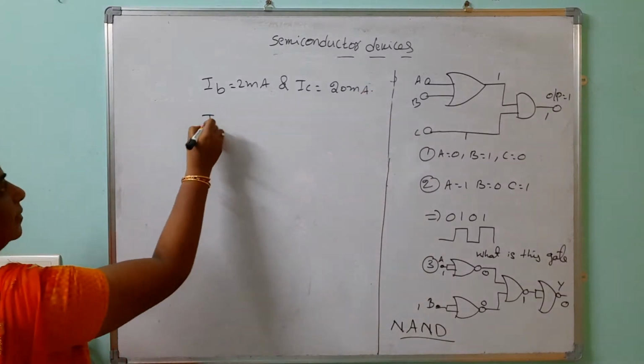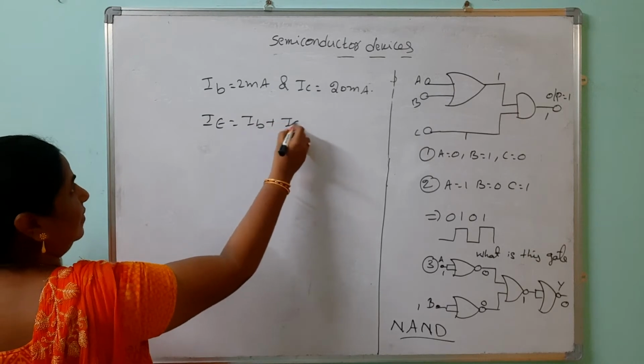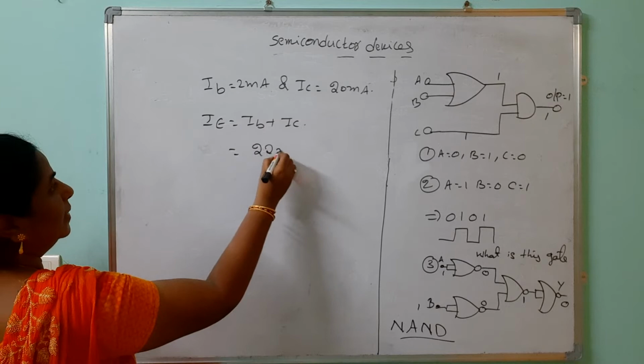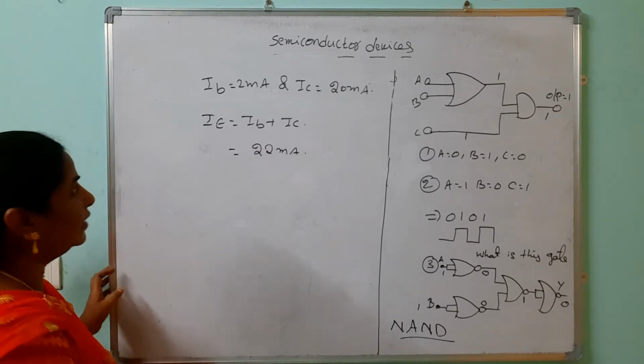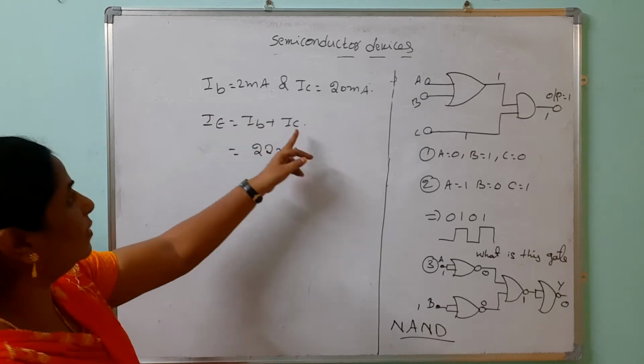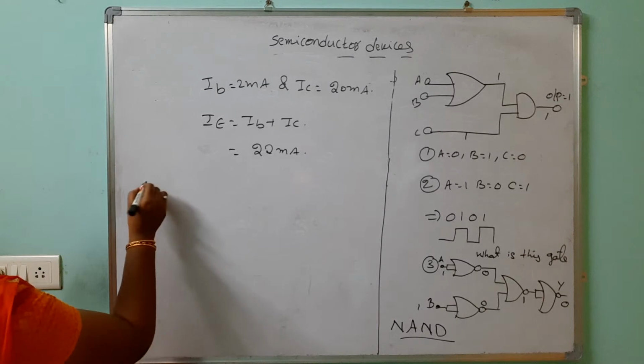Find the emitter current. We can take IE equals IB plus IC. So the answer is how much? 22 milliamperes. Like that, with the help of this formula, based on the given data, you can find out the collector current, base current, or emitter current.